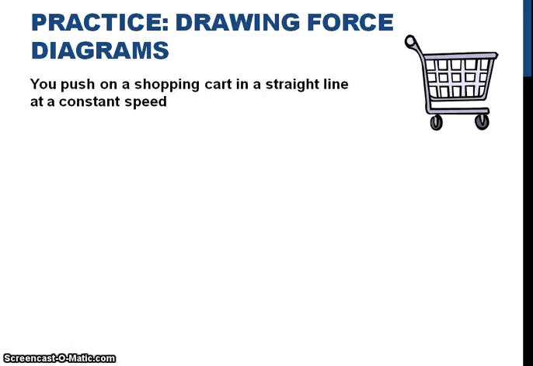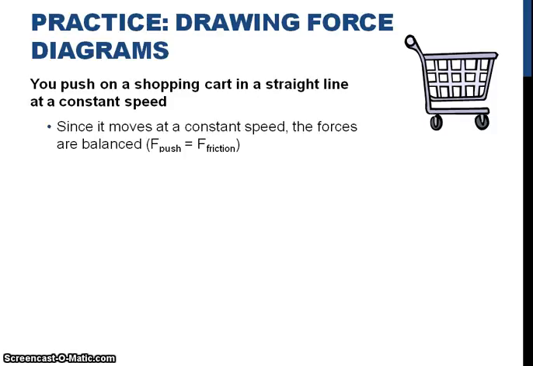Alright, so the last one is if you push on a shopping cart in a straight line at a constant speed. The key word here to take notice of is constant speed. Remember that constant speed means that it can be produced by balanced forces. If you have unbalanced forces, it'll always result in acceleration. The object will be speeding up or slowing down. So in this case, that means that the force that you're pushing with has to be equal to the force of friction acting back on it.